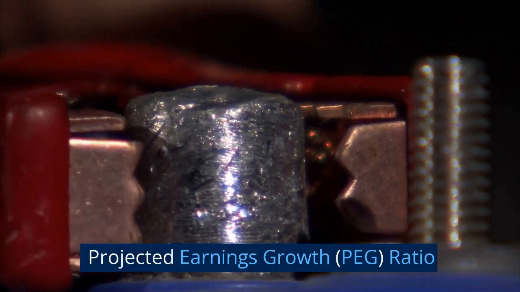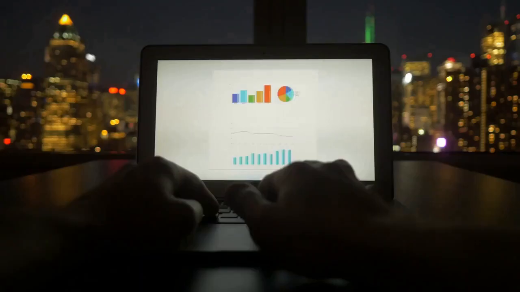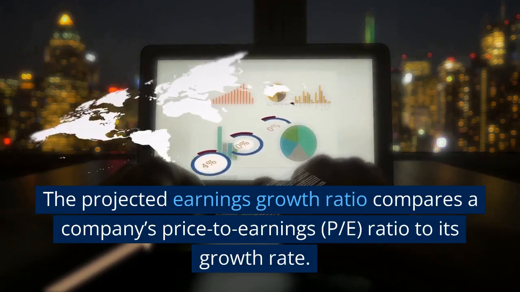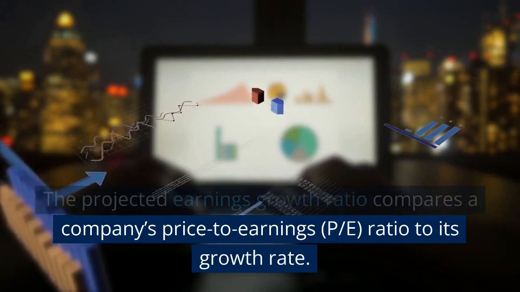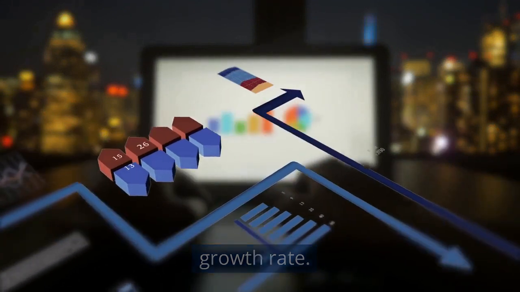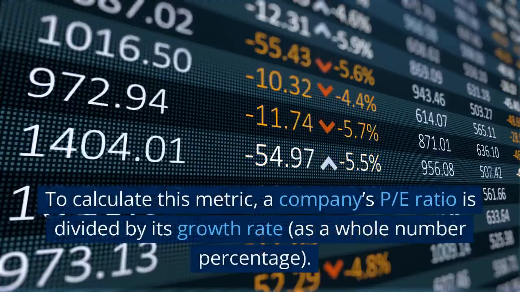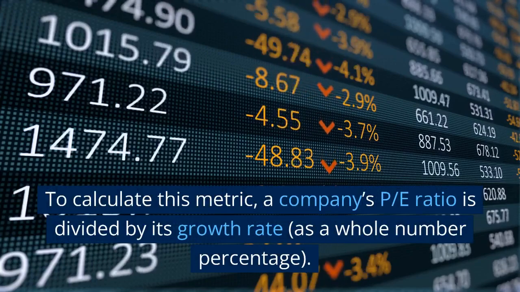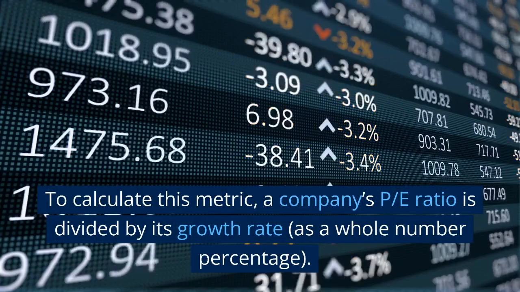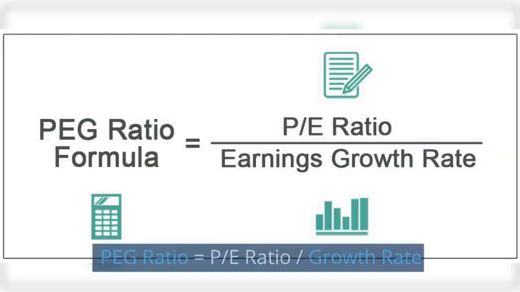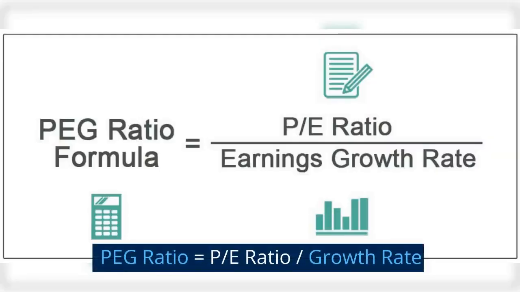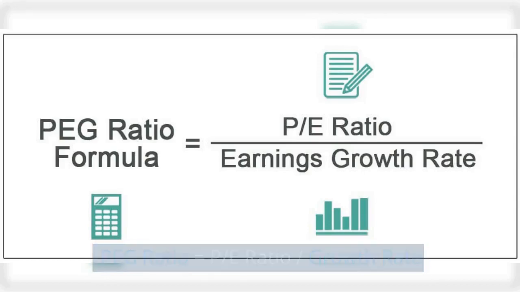Projected earnings growth, PEG, ratio. The projected earnings growth ratio compares a company's price to earnings, P/E, ratio to its growth rate. To calculate this metric, a company's P/E ratio is divided by its growth rate, as a whole number percentage. PEG ratio equals P/E ratio divided by growth rate.